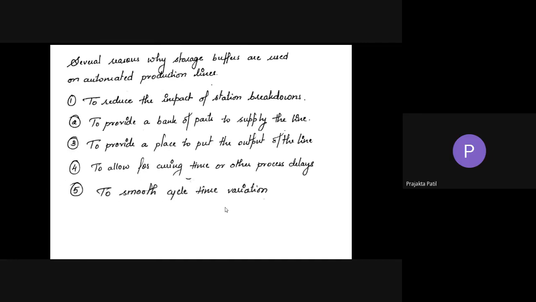Then lastly, to smooth cycle time variations. Although this is generally not an issue in automated production lines, because we assume that all the cycle time is going to be the same throughout, it is relevant in manual production lines.